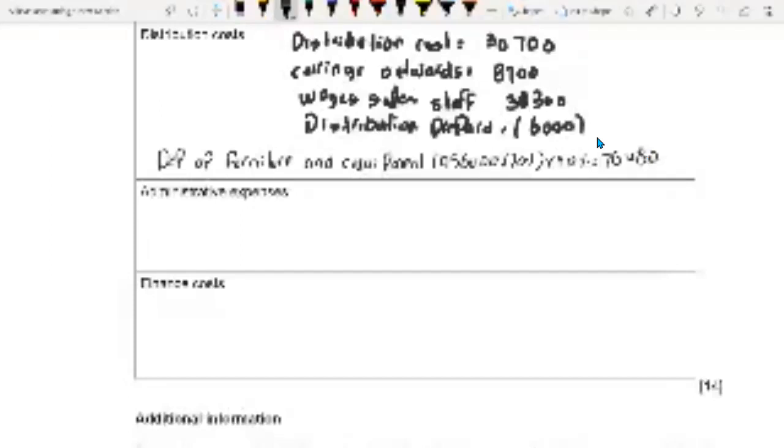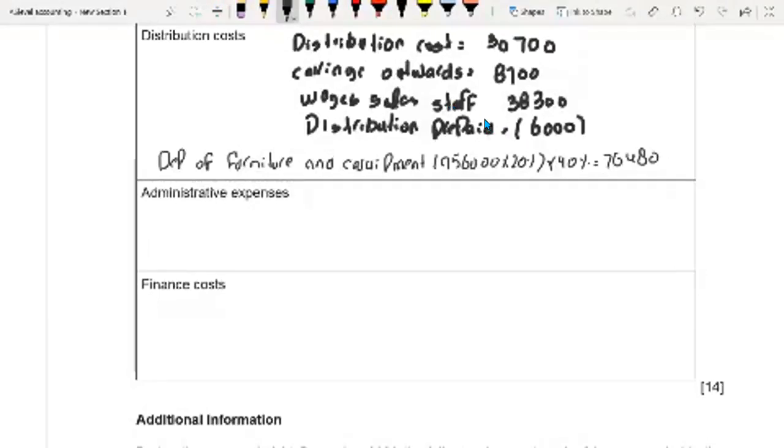Now add all the distribution cost, carriage outward, wages, sales staff, and deduct the distribution prepaid. So now we have the total distribution cost, which is 1,48,180. Okay, so this is the distribution cost. Now let's see the administrative expenses.